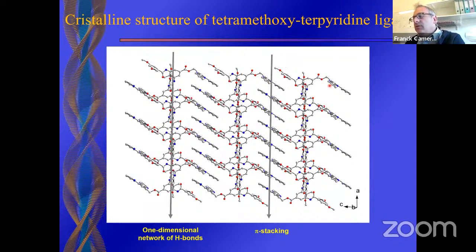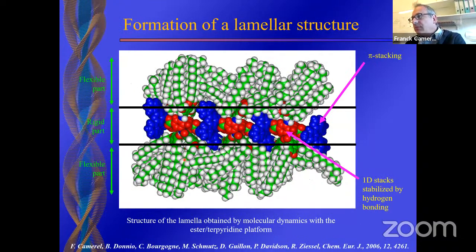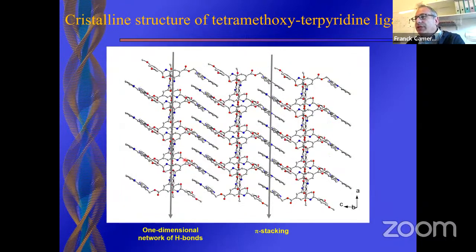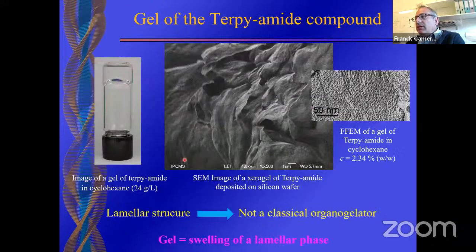But if you look more in detail at the crystal structure, you can see that you have this one-dimensional stacking stabilized through hydrogen bonding. But you also have a stabilization of layers through the pi stacking between the terpyridine fragments. So in this structure, you cannot say that you have only one-dimensional stacking, but you have two-dimensional stacking. And you can see a model which has been constructed by adding the long carbon chains. And what we, in fact, observe here is that you can obtain gels with this terpyridine compound.